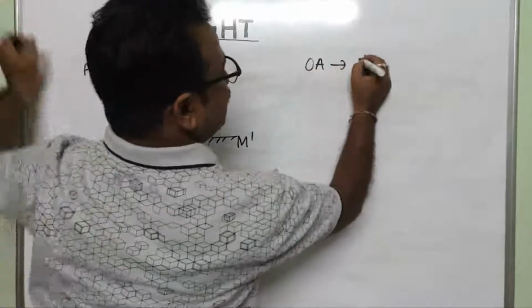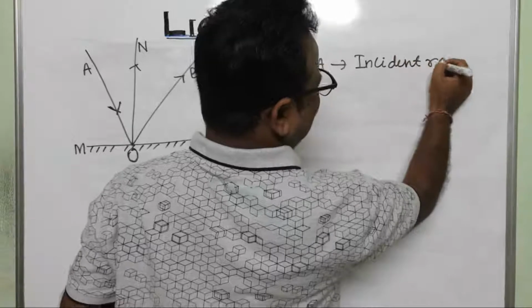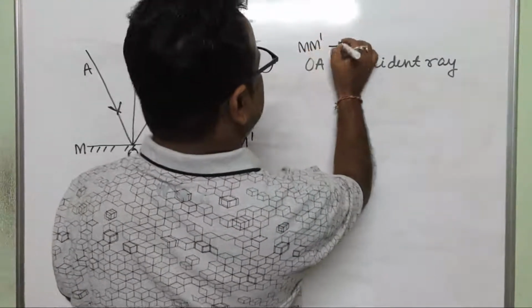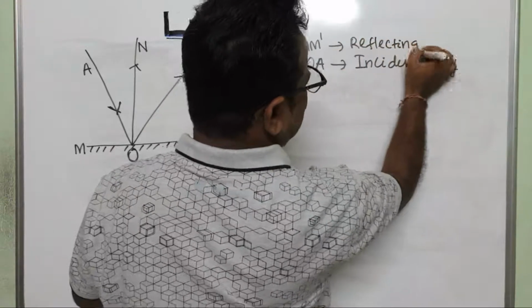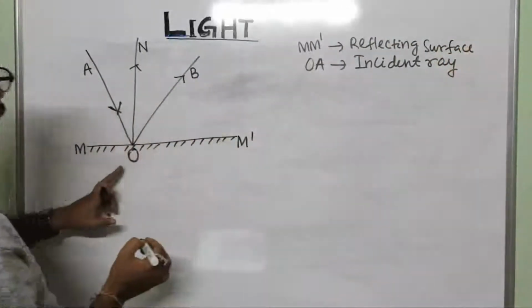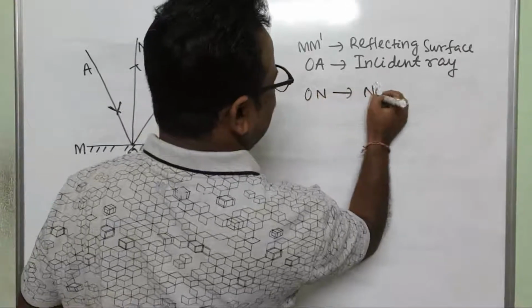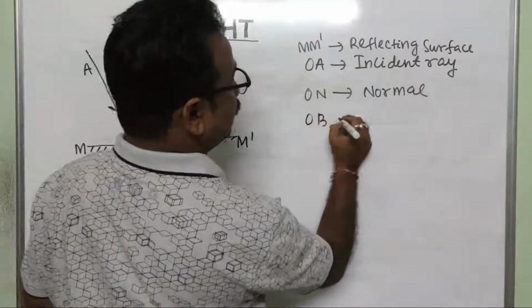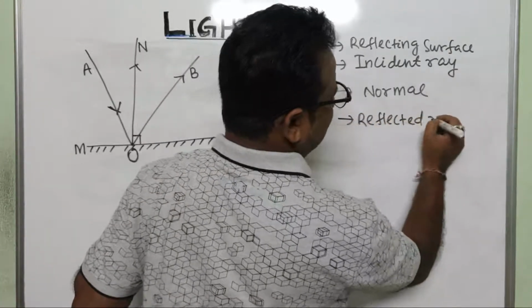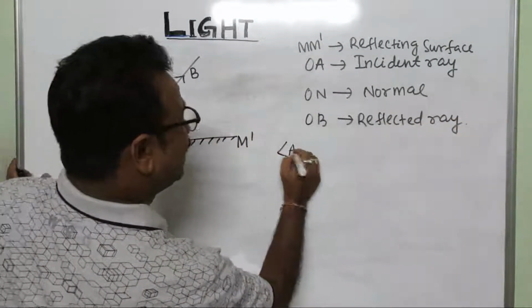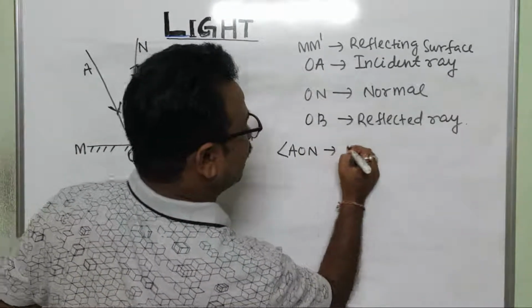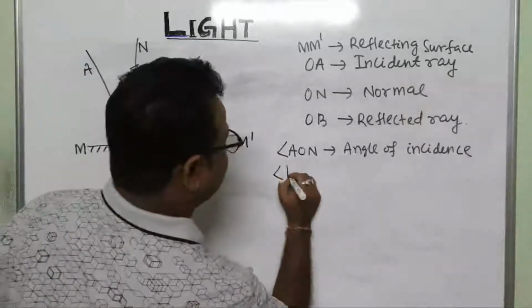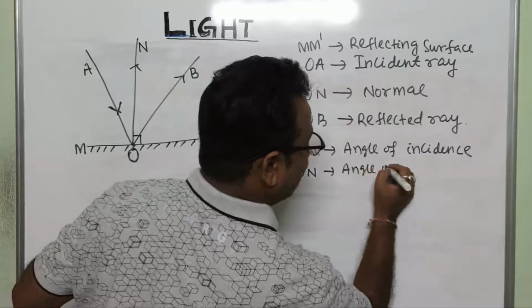Now here, OA is the incident ray, incident on the reflecting surface. MM dash is the reflecting surface. Now, ON is the normal. This angle is 90 degrees. Now, OB is the reflected ray. Now, angle AON is the angle of incidence. And angle BON is the angle of reflection.